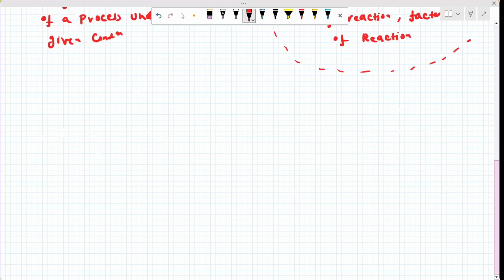Now see, I give a basic example. Take diamond. Diamond is in equilibrium with graphite. Tell me, is this reaction feasible or not? Anyone? Diamond converts to graphite. Is the reaction possible or not?